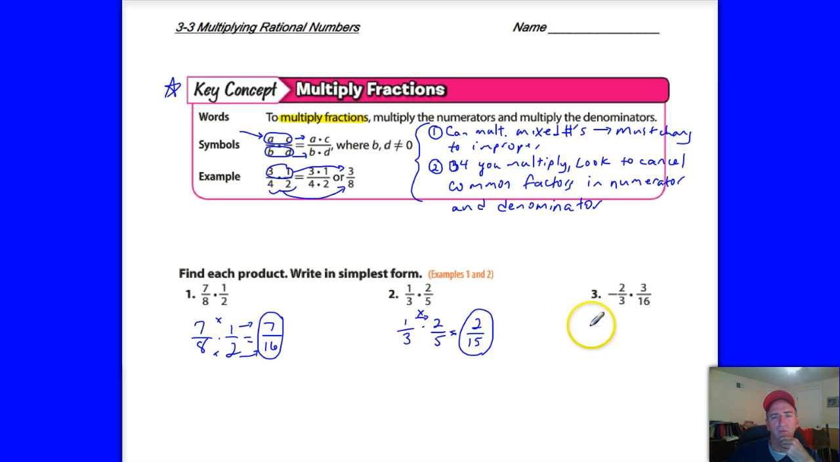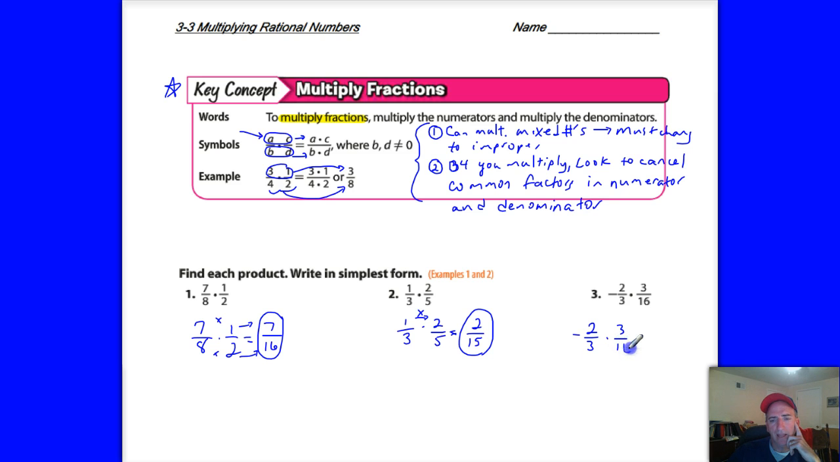Okay, let's get to number 3. Now here's where we're going to have to use this rule that we talked about. So the general idea is you just multiply across and you have your numerator and your denominator. Simple, right? Okay, so then we throw a little twist here. All right, negative 2/3 times 3 over 16.